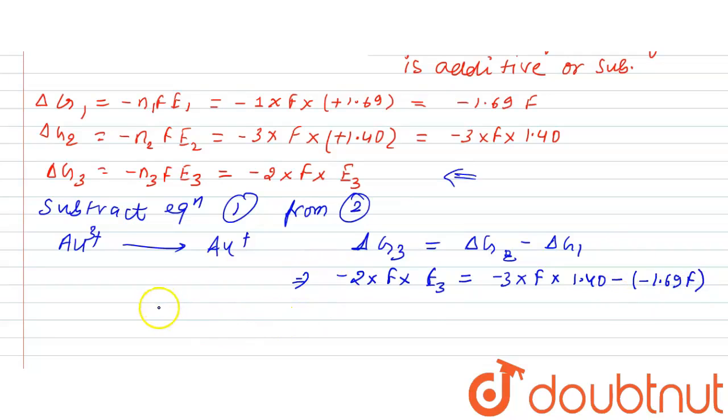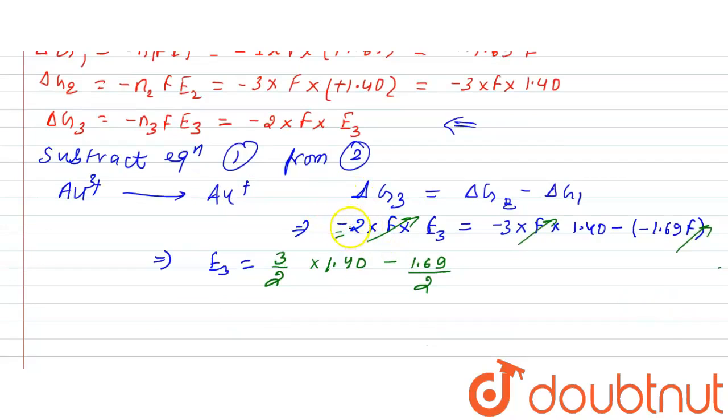So from here you can easily calculate the value of E3. This F will be cancelled out throughout the equation, and finally you can write down E3: this minus will go to that side, so you can write down 3 by 2 into 1.40 minus 1.69 by 2, right? We have taken this minus 2 to the right hand side. So this will be 3 by 2 into 1.40 minus 1.69 divided by 2. So this much volt will be the value of E3.